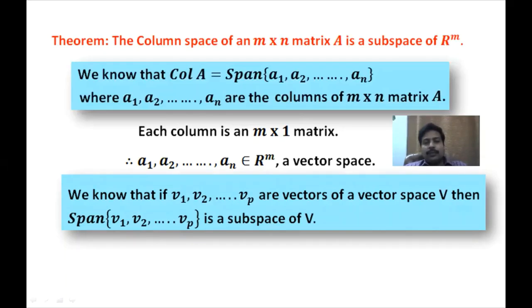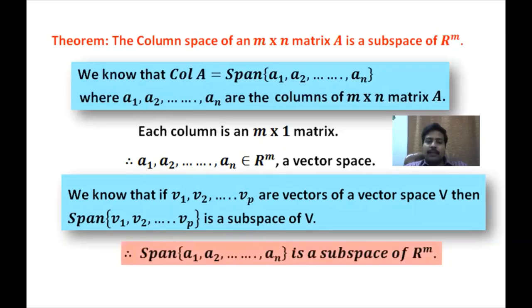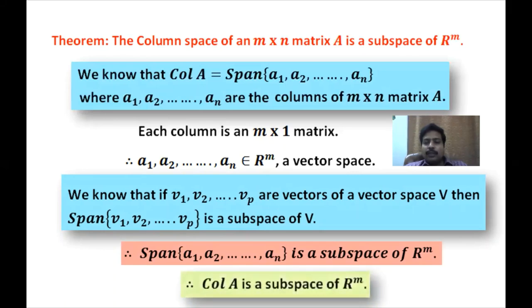We know that if V1, V2 and so on Vp are vectors of a vector space V, then span of V1, V2 and so on Vp is a subspace of V. So here this is a vector space and these are the elements, and we are taking the span of these vectors. So column space A is a subspace of Rm using these two concepts. Span of A1, A2 and so on An is a subspace of Rm. So this is what we need to prove.